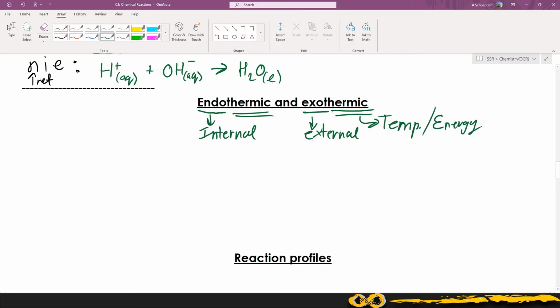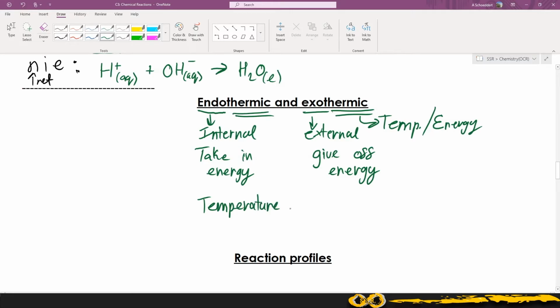This can lead us to a definition. Endothermic reactions will take in energy from the surroundings, and exothermic reactions will give off energy. In an endothermic reaction, the temperature will go down, but the amount of energy in the products will be up from the reactants, because the energy has been pulled into the system. That will lower the temperature of the surroundings, but will increase the energy that is present in the system.